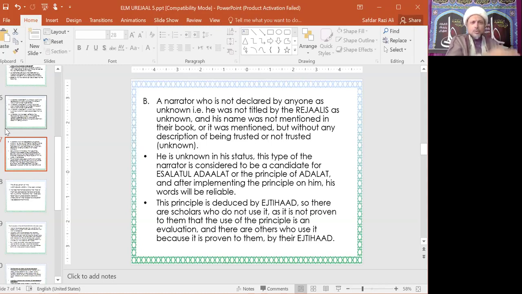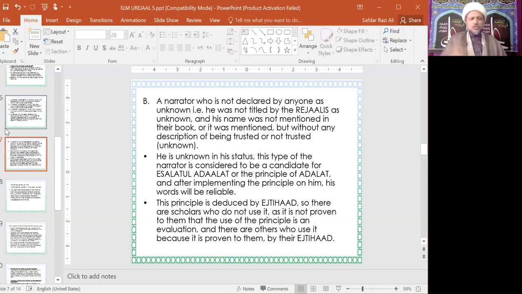The 4th one, which is the B of the 3rd one, is the case where the Rijali has no comment on the status. They have mentioned in the book he's a narrator, a known narrator, but they have not said anything about his status. So that's the person we will say is just unless proven to be unjust. He's unknown in his status. This type of narrator is considered a candidate for Isalatul Adala, the principle of Adala. After implementing the principle upon him, his words will be reliable. So, a doubtful narrator, we applied the principle.